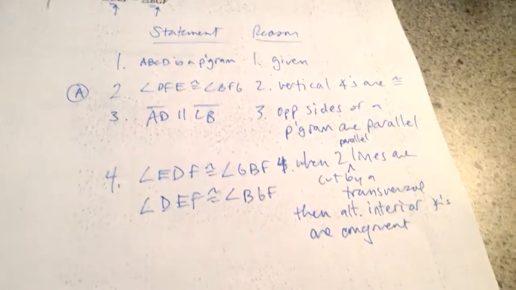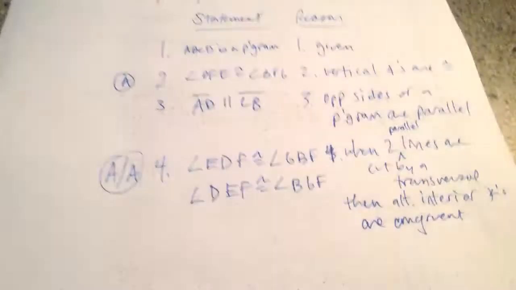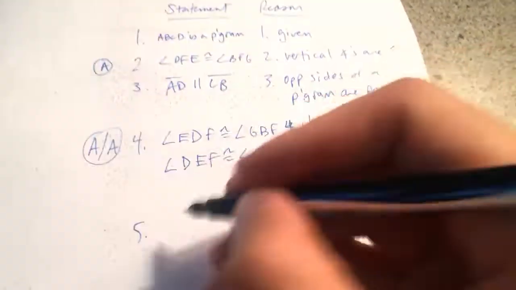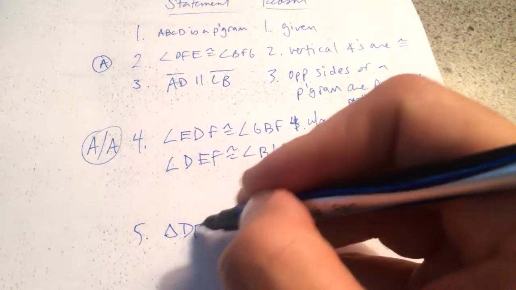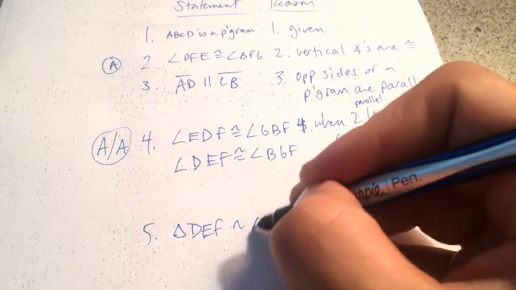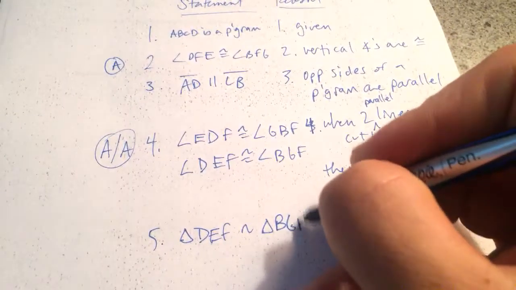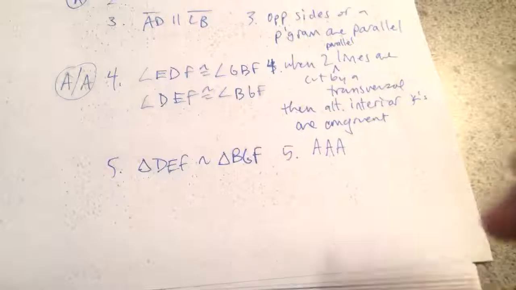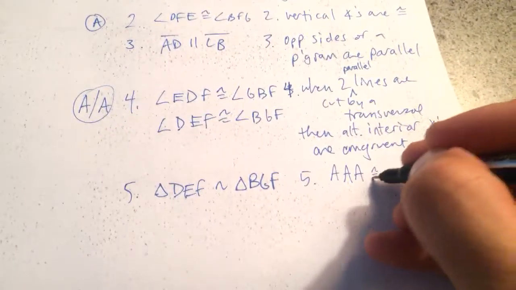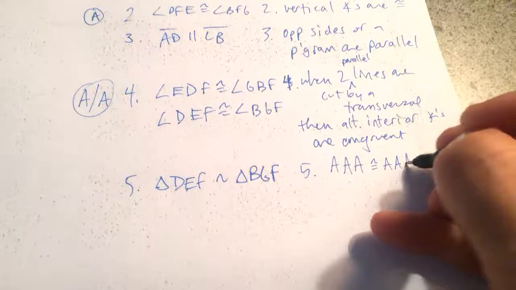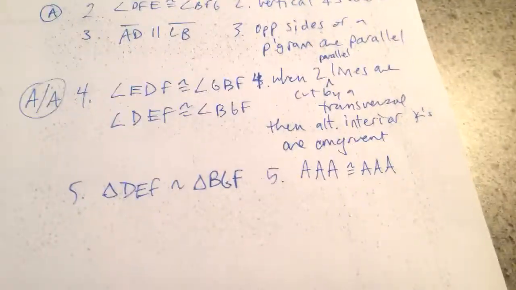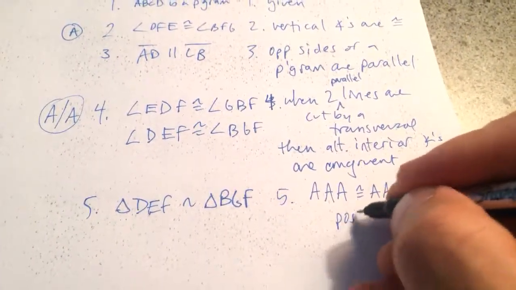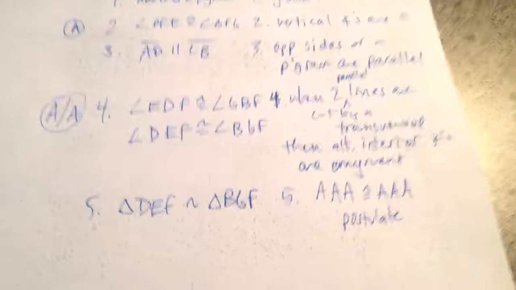So in this case, you have another angle. You have one angle here, and you've shown two angles there. So from there, you can say triangle DEF is similar to triangle BGF. And the reason is because of angle, angle, angle: an angle, angle, and angle is congruent to an angle, angle, and angle of another triangle. You can call it a postulate or a theorem or whatever you would like to do.